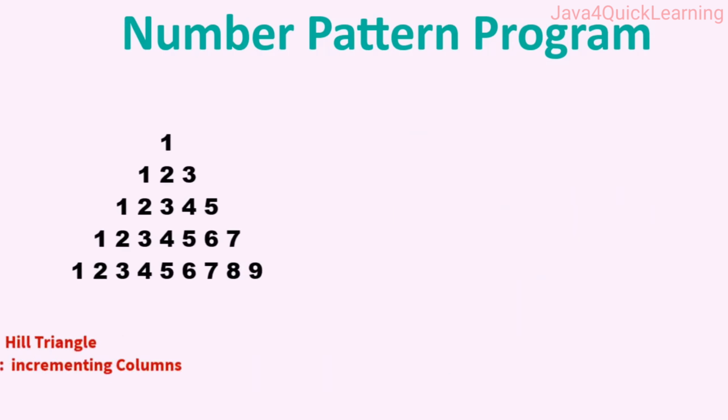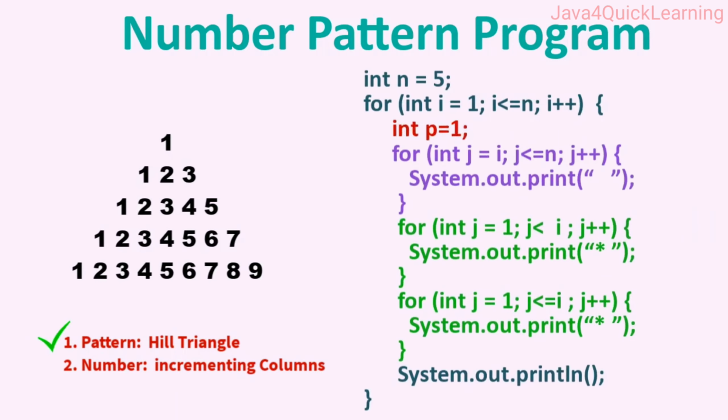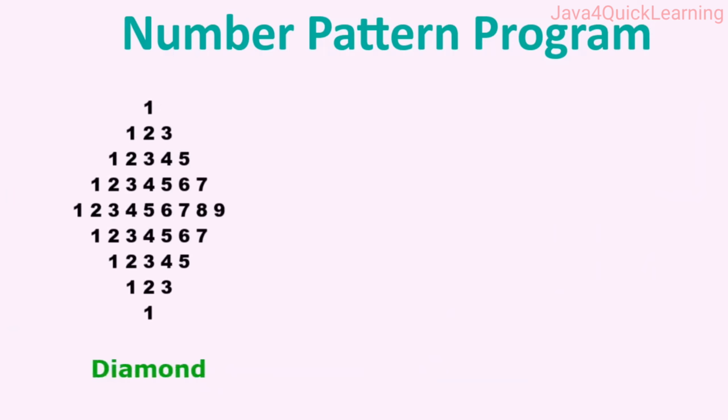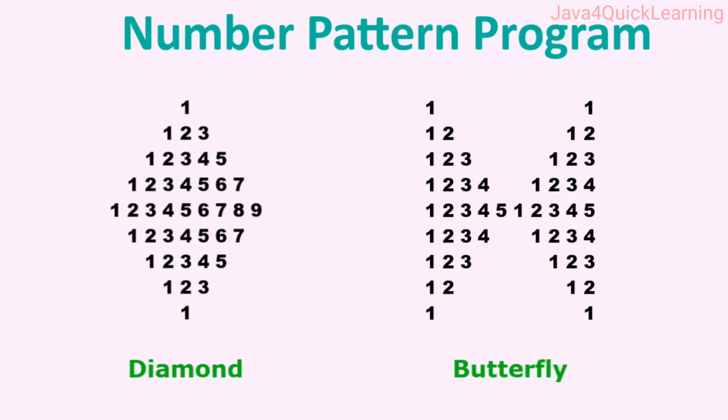How does it work for the hill pattern? Again exactly the same. We initialize p equal to 1 first time when we enter the outer loop and then just replace star with p++. This is the code for the hill pattern. It will work the same for any double row pattern too, like diamond or butterfly. Try it on your own, and if you are facing difficulty, you can see the code on our website.